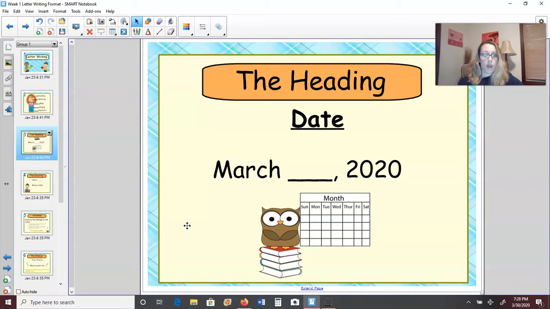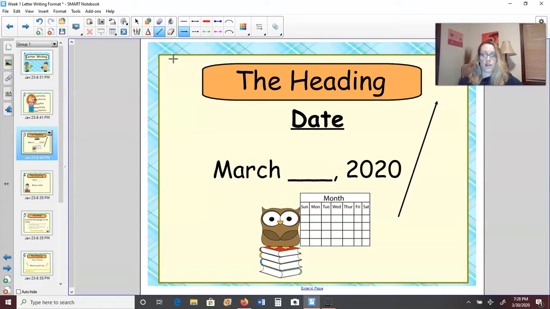Remember, boys and girls, where the heading goes. When we are writing a letter, we put the heading in the top right-hand corner of our paper. And you'll see that when I get to my example letter. Another thing to remember that is really important when writing the heading is this comma. We need to make sure we put a comma after the day to separate the day from the year. We don't want too many numbers to get jumbled together.